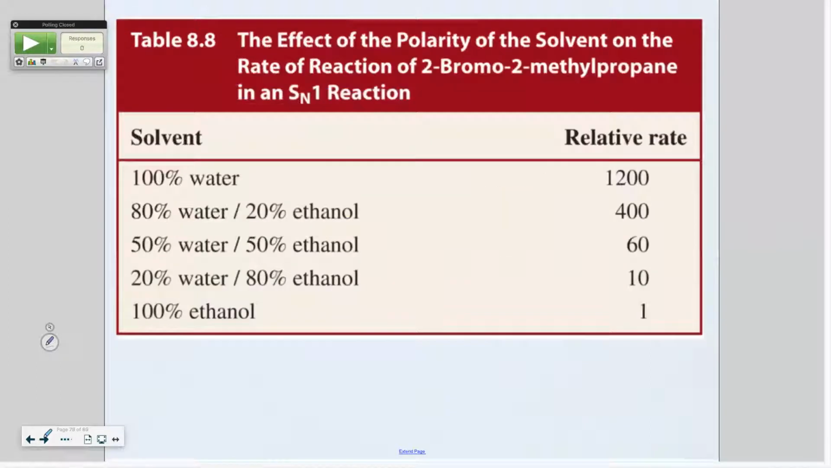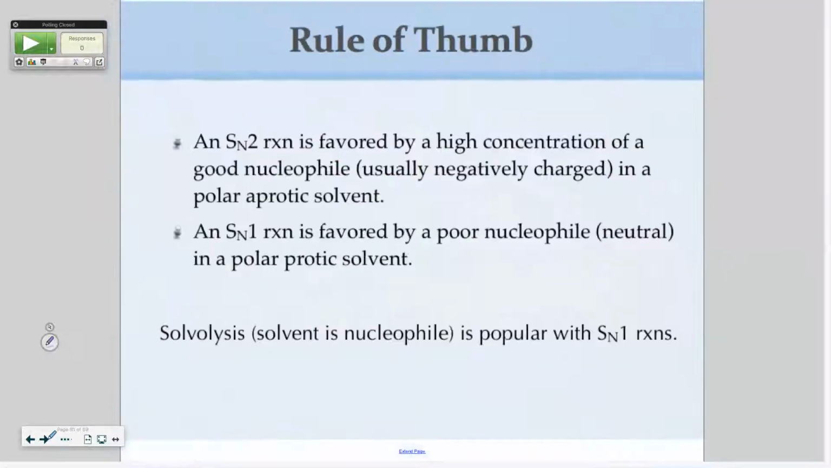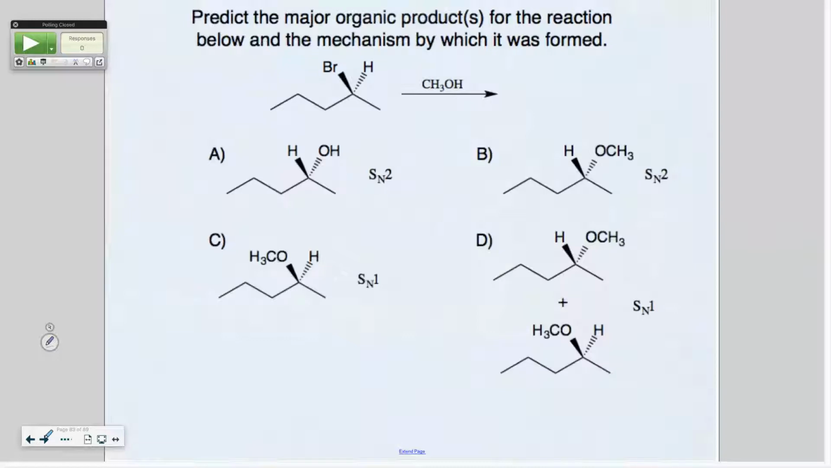Okay. All right. Now we have to get a question in, and I know that I have one. Here we go. Okay. I'll go back to that other slide. That was a good slide. All right. So predict the major organic product for the reaction below and the mechanism by which it was formed.